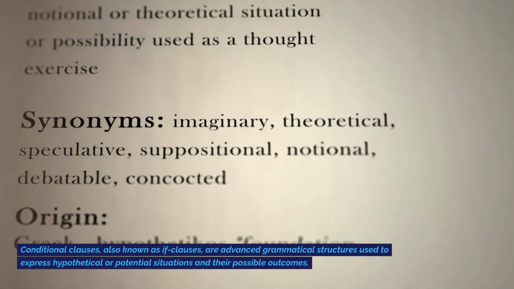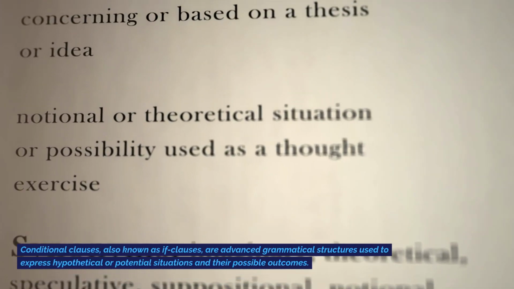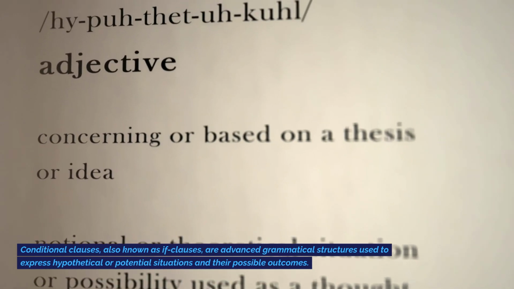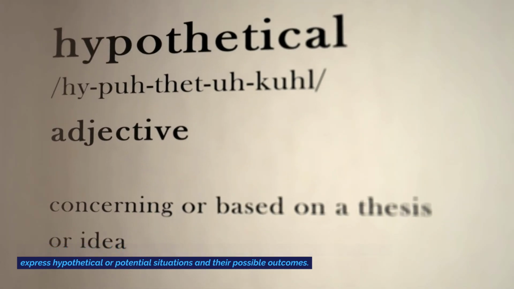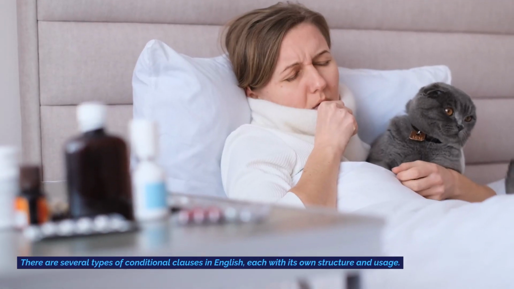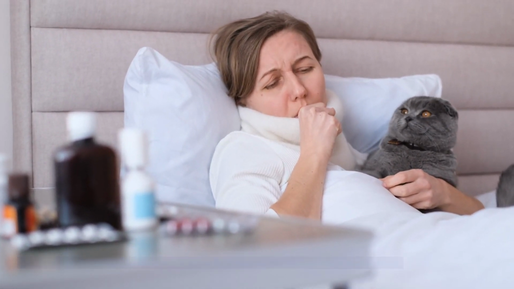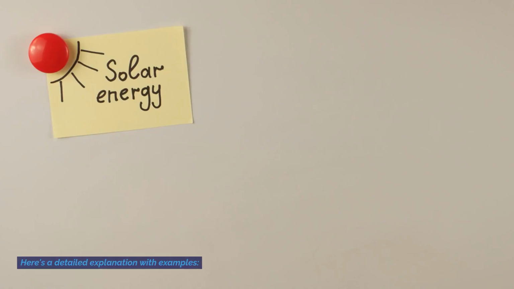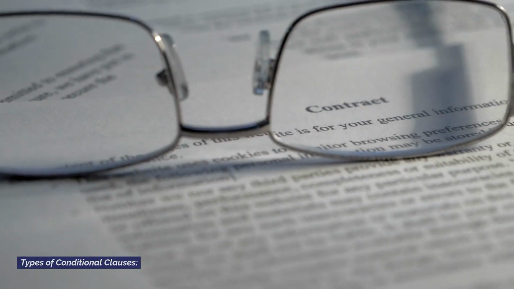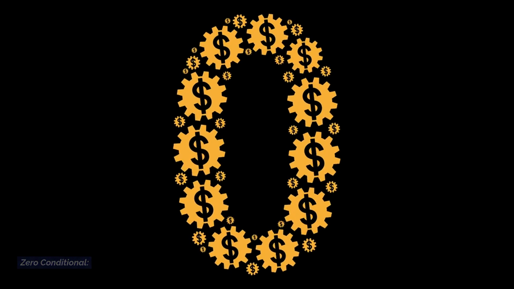Conditional clauses, also known as if clauses, are advanced grammatical structures used to express hypothetical or potential situations and their possible outcomes. There are several types of conditional clauses in English, each with its own structure and usage. Here's a detailed explanation with examples. Types of conditional clauses. Zero conditional.